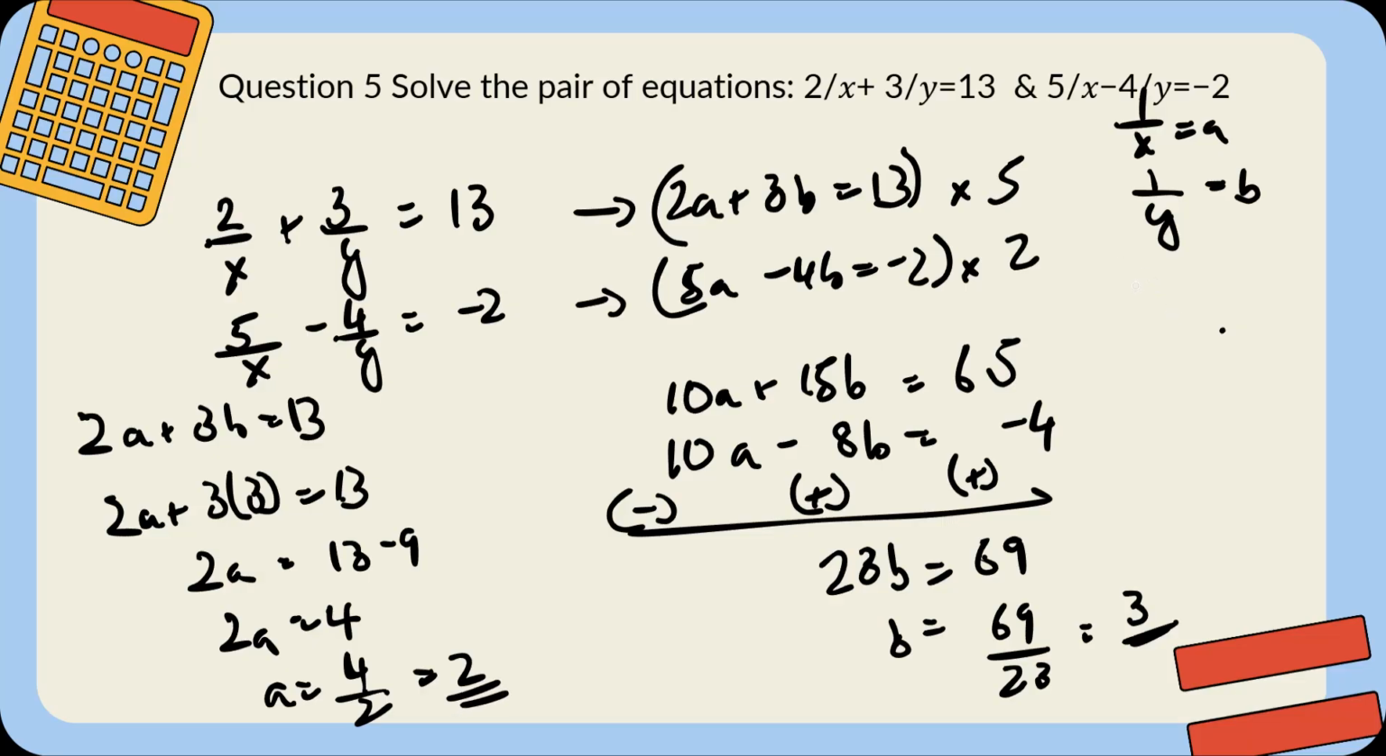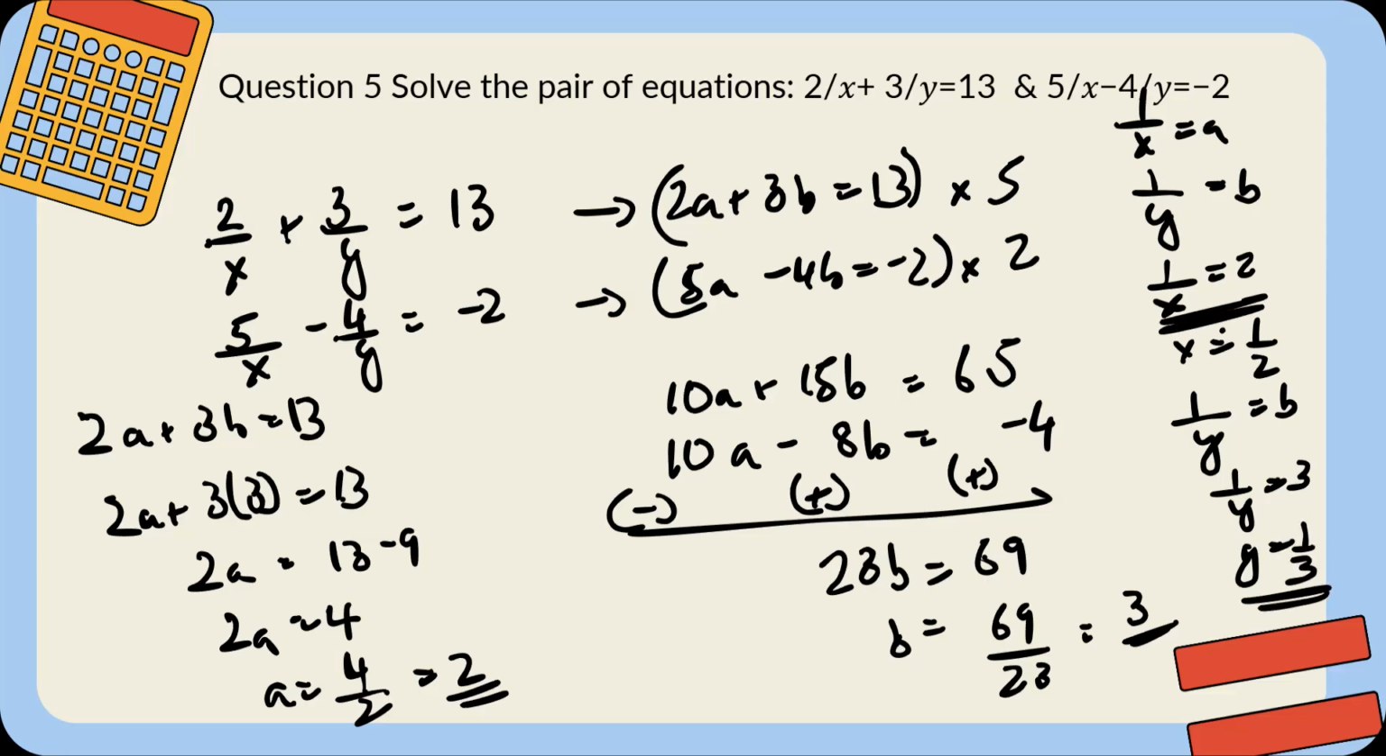So now we'll substitute 1 by x is equal to a, 1 by y is equal to b, right? So 1 by x is equal to 2, x is equal to 1 by 2. Similarly, 1 by y is equal to b. So 1 by y is equal to 3, y is equal to 1 by 3. So this is your answer. So we got the two answers.